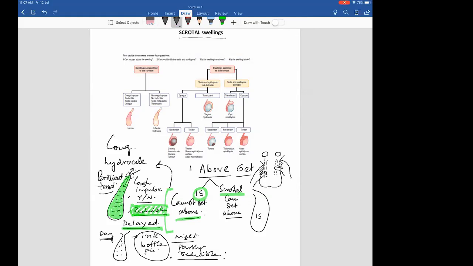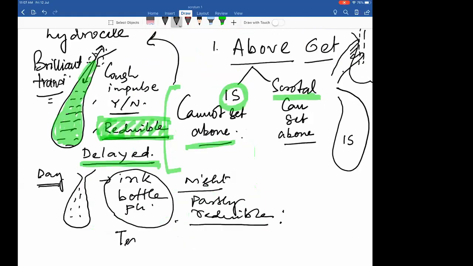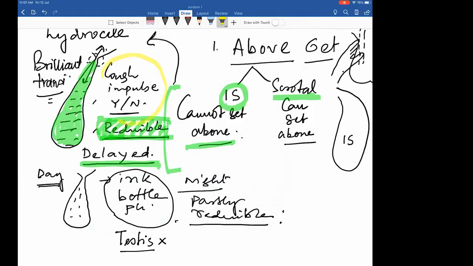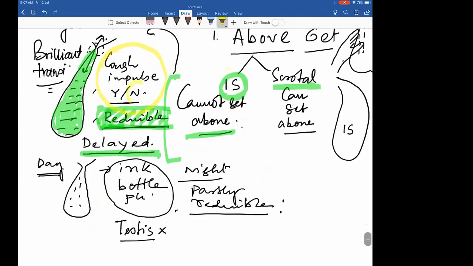Now, if it is brilliantly transilluminant, the next point of concern for you is: is the testes palpable or not? The answer is that the testes may or may not be palpable, but usually is not palpable. So I will again repeat, should you have a cough impulse? The answer is usually no, but yes, maybe.